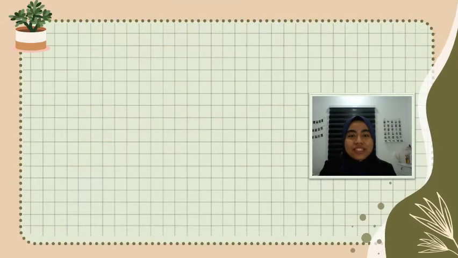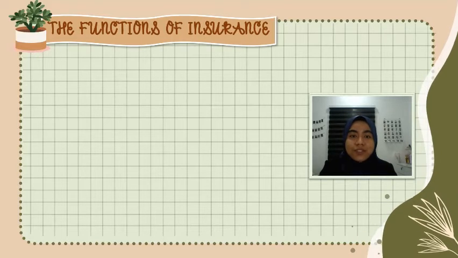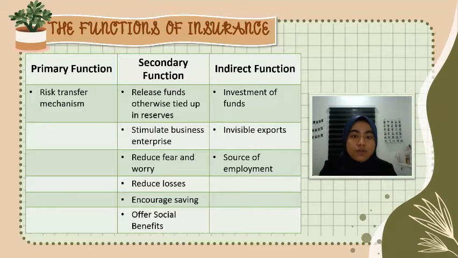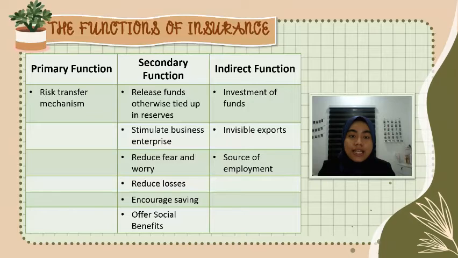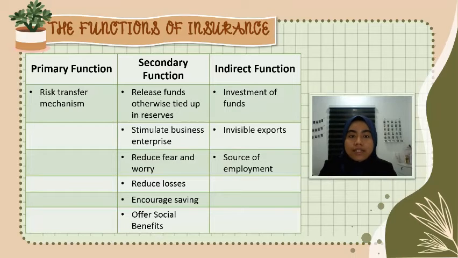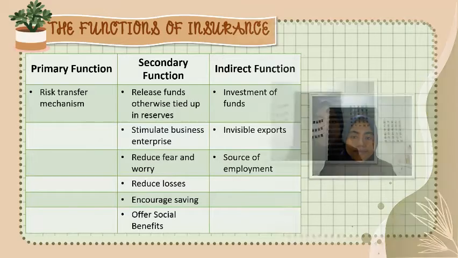Next, let's move to the functions of insurance. The functions of insurance are divided into three categories, which are primary function, secondary function, and indirect function. The primary function is risk transfer mechanism, as for secondary function is to release funds otherwise tied up in reserve, to stimulate business enterprise, reduce fear and worry, reduce losses, encourage saving, and to offer social benefits. Lastly, indirect function is for investment of funds, invisible exports, and source of employment.